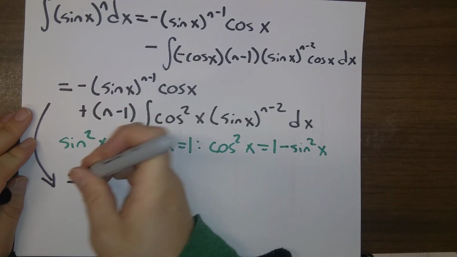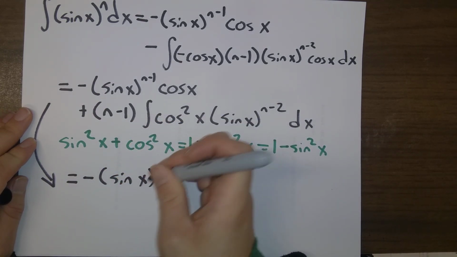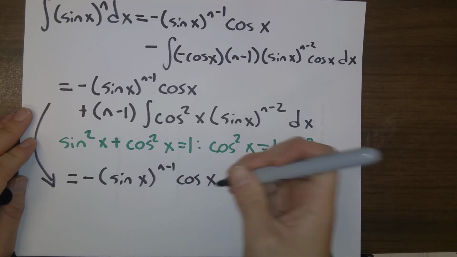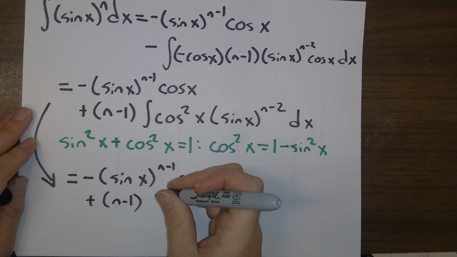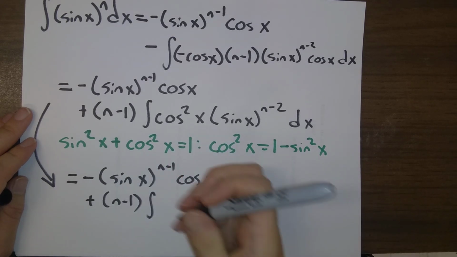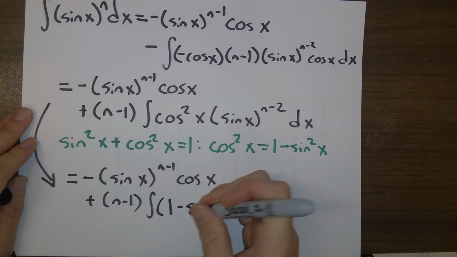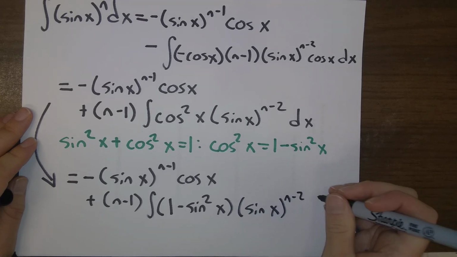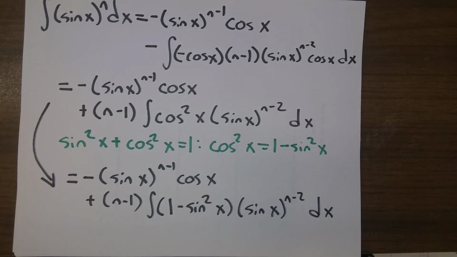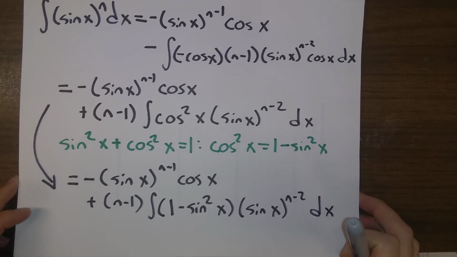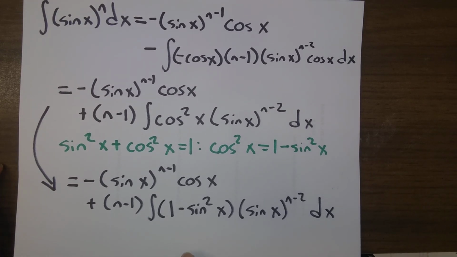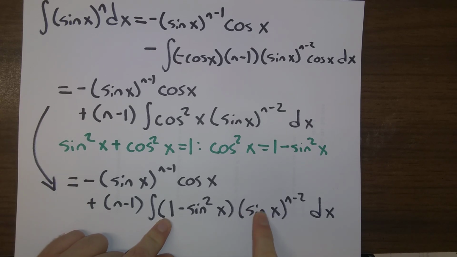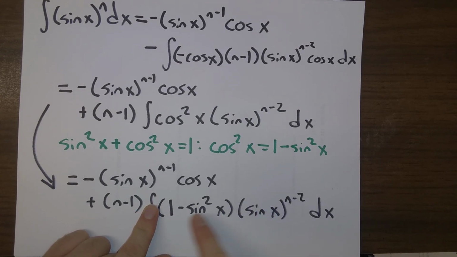So after making these changes, I'm just going to copy down the stuff that isn't changing right now. We replace cosine squared x with 1 minus sine squared x times sine x raised to the n minus 2 power dx. So far so good. The next thing for us to do is expand this out: 1 times this integral minus the integral of sine squared x times this. So we're going to break that up as two separate integrals.